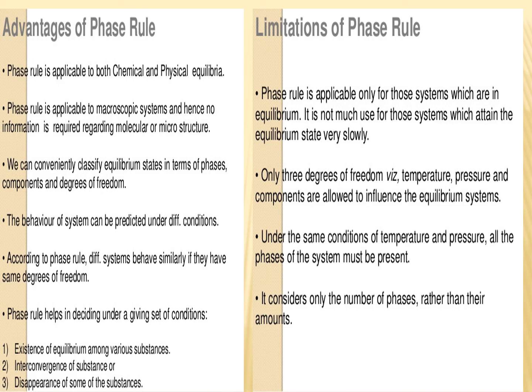Only three degrees of freedom, that is temperature, pressure and components, are allowed to influence the equilibrium system. Under the same conditions of temperature and pressure, all the phases of the system must be present. It considers only the number of phases rather than their amounts.